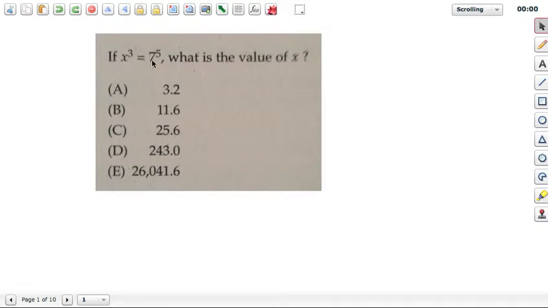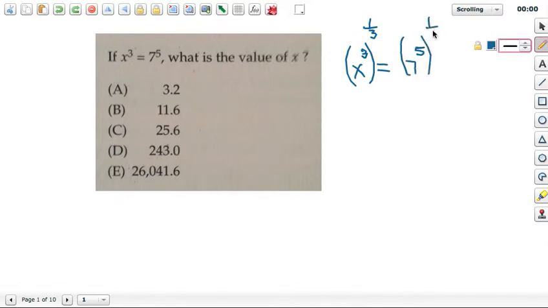X to the power 3 is equal to 7 to the power 5. Solving for x. If you can recall from your laws of exponents on how to solve for x, you basically raise this to the power 1/3. So let me write this down here. X to the power 3 is equal to 7 to the power 5. So if I raise this to the power 1/3, and of course you have to raise both sides to the power 1/3, you get x is equal to 7 to the power 5/3.